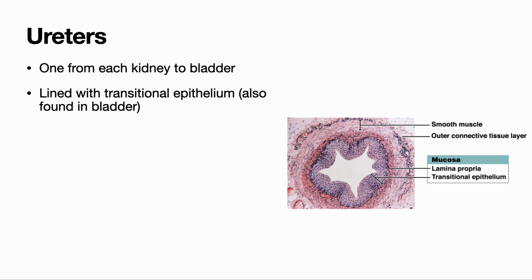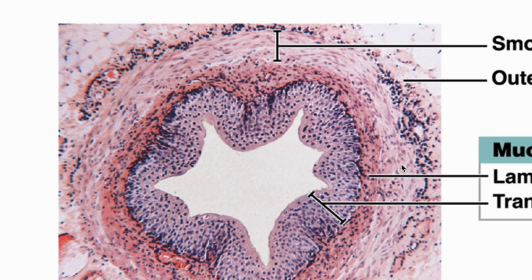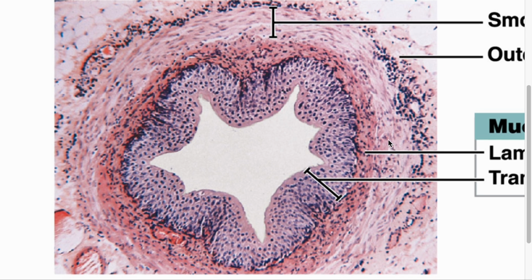All right, so let's start with the ureters. There are typically 2 of them, one from each kidney connecting down to the bladder. They are going to be lined with transitional epithelium, which we will also see in the bladder. And remember, transitional epithelium is kind of special. It's really only found in the urinary system. And you can see here, it has this interesting look to it.